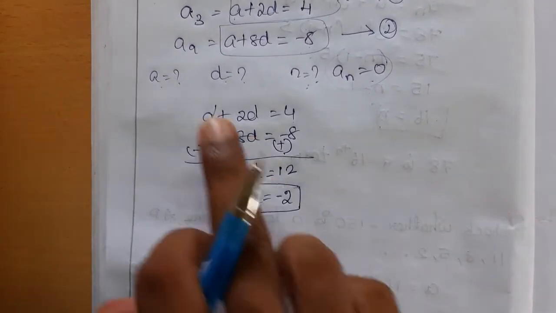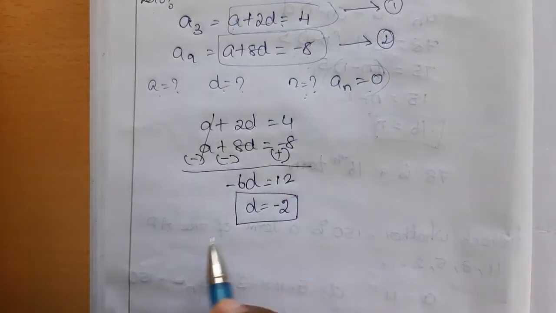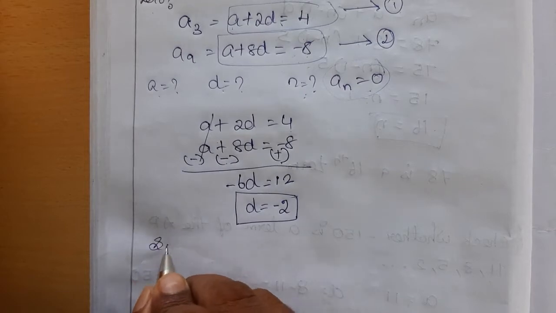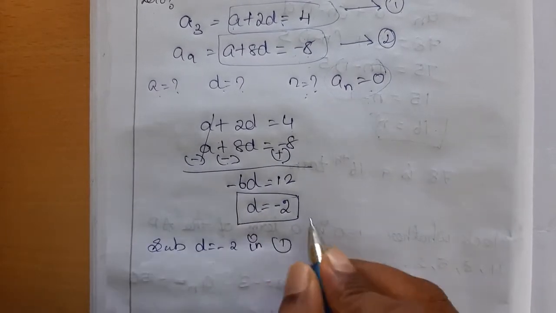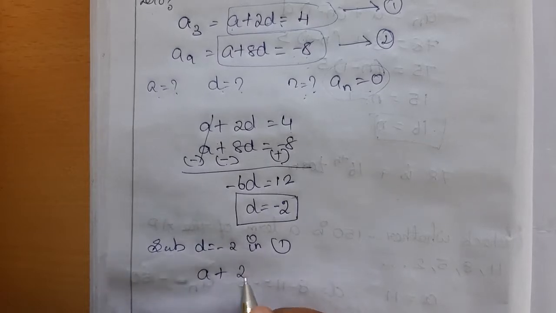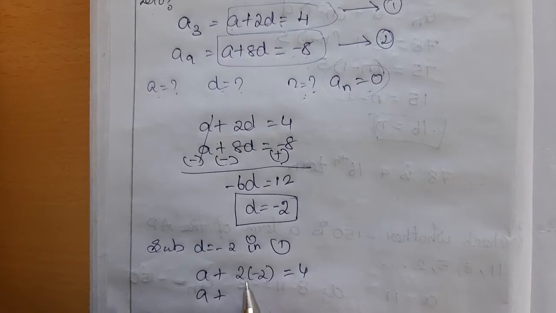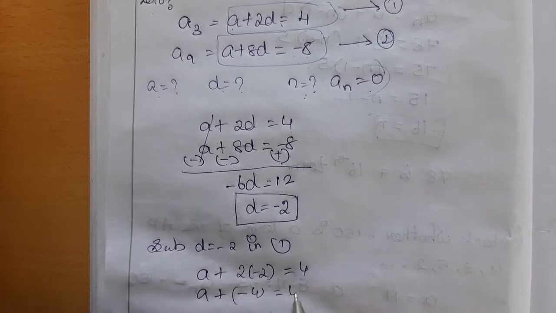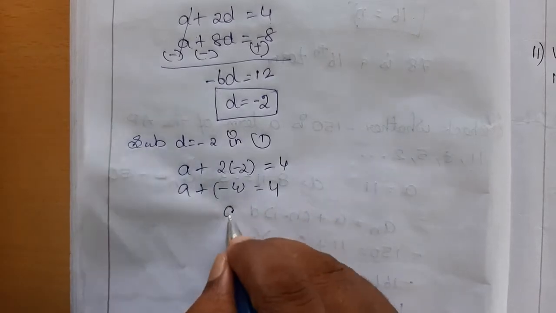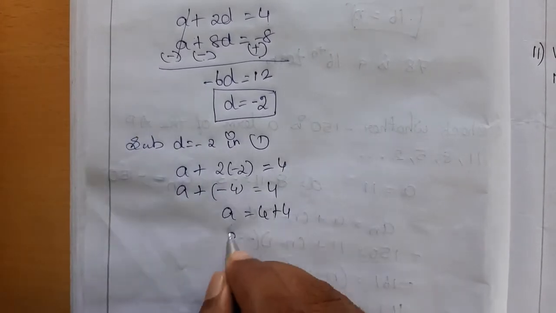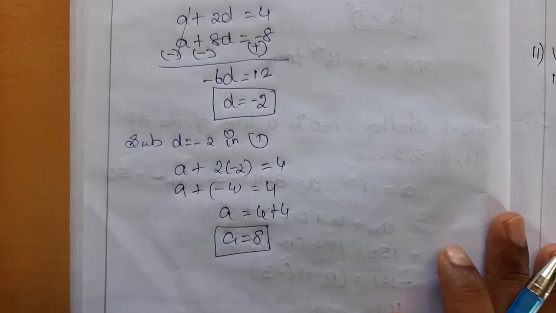So we found d, then we can find a easily just by substituting in any of the equations. Let me try the first equation. So substitute d is equal to minus 2 in equation 1. So a plus 2 into minus 2 is equal to 4, which is a plus minus 4 is equal to 4. So if minus 4 goes there, it will become plus 4. So a is equal to 4 plus 4, a is equal to 8. So we found a is equal to 8.